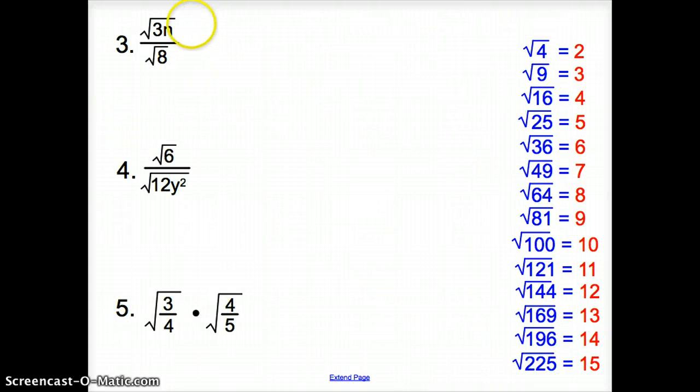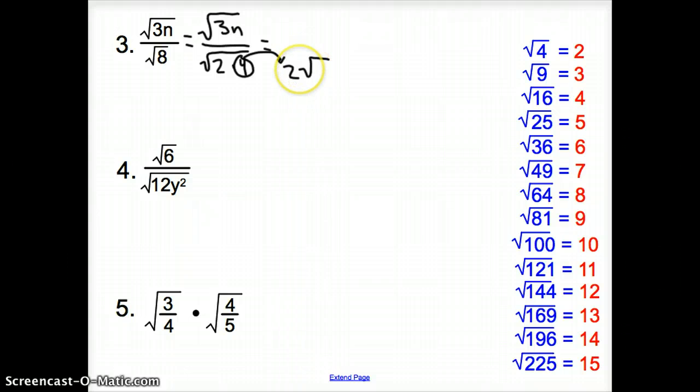Here, looking at 3, now the radicals are already split up for us. So what do we have to do? We just have to simplify the top and the bottom. The top stays the top, so it's still going to be the square root of 3n. The bottom, though, what can we break 8 up into? What perfect square goes into 8? That's going to be 4. So it's going to be the square root of 2 times 4. Keep going with it. The square root of 4 turns into 2. We bring along the square root of 2. That's going to go under the square root of 3n.